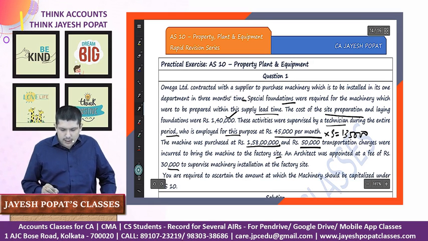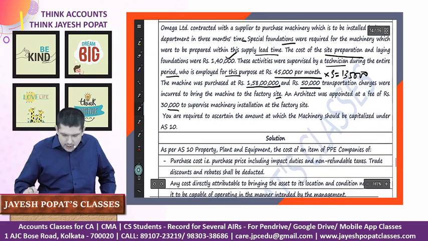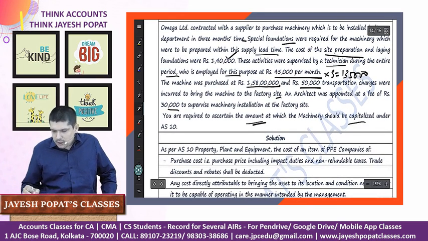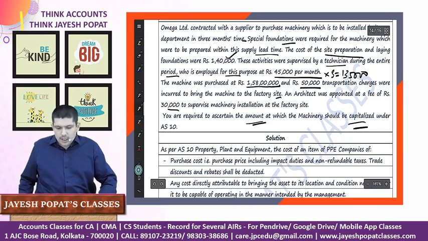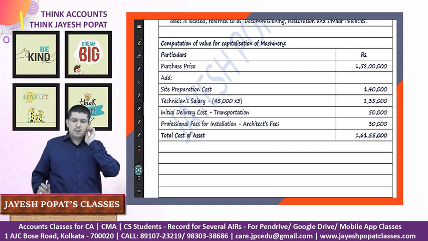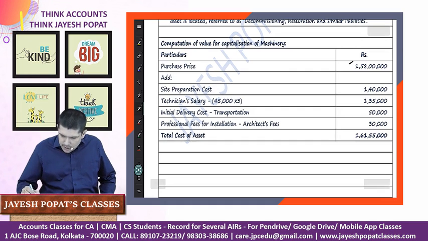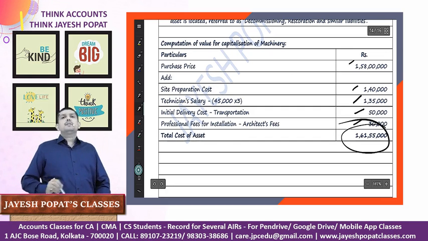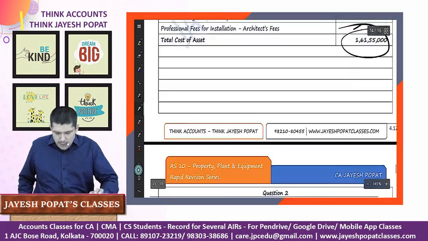This is also considered as cost to supervise the machinery installation, right? You are required to ascertain the amount at which the machinery should be capitalized. So based on this, we have seen that all the items are such that they should be included in the cost of the inventory. So we say purchase price, cost of site preparation, technician salary, initial delivery cost, professional fee, and this becomes the cost of our item of PPE.